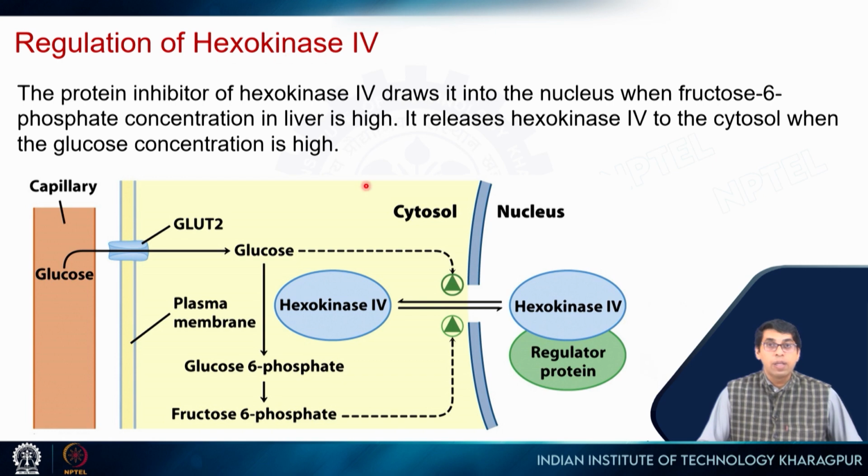Regulation of hexokinase 4. Hexokinase is present in cytosol when there is enough glucose, so that it will trigger glycolysis. This is in the liver cell. However, when glucose is not present, it will bind to this regulator protein and get transferred to the nucleus, right. If you have enough fructose 6 phosphate, it will trigger this, so it will transfer hexokinase into the nucleus to stop further glycolysis. When there is less fructose 6 phosphate and more glucose, then it will trigger the dissociation and transport this hexokinase into the cytosol so that glycolysis can proceed. Okay.